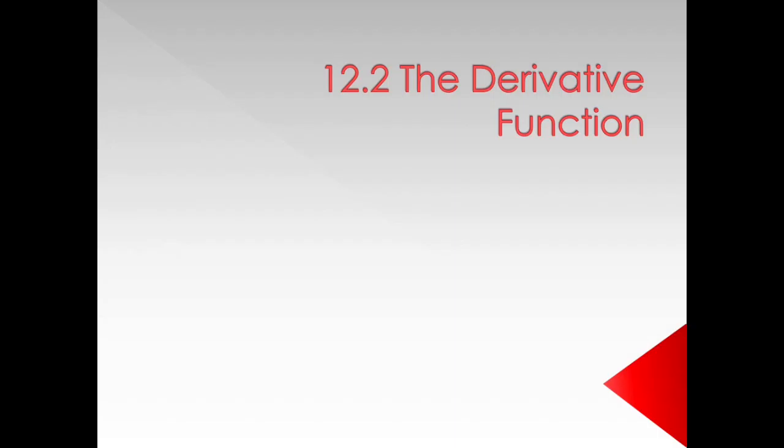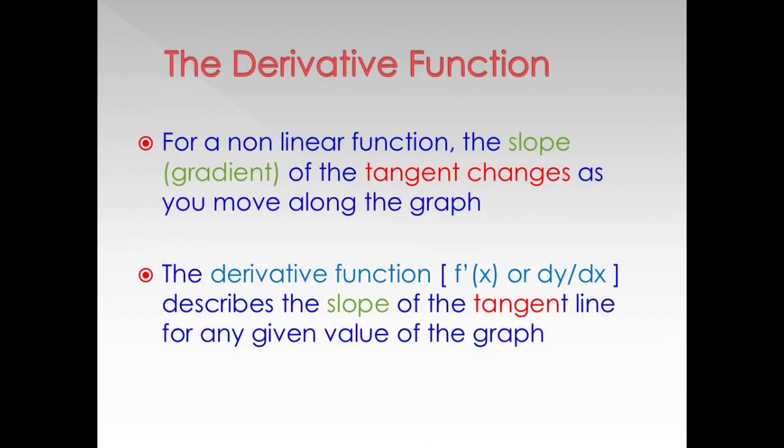In today's lesson, we're going to be discussing how to find the derivative function using something that is called the power rule. Let's get started. For a nonlinear function, the slope or the gradient of the tangent line changes as you move along the graph, either getting steeper or flatter as you move.